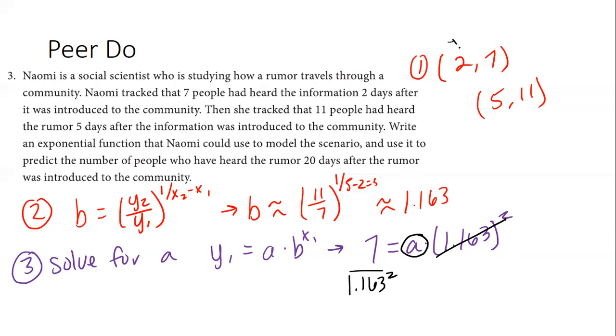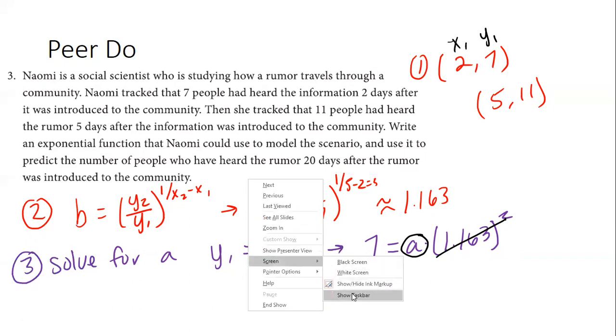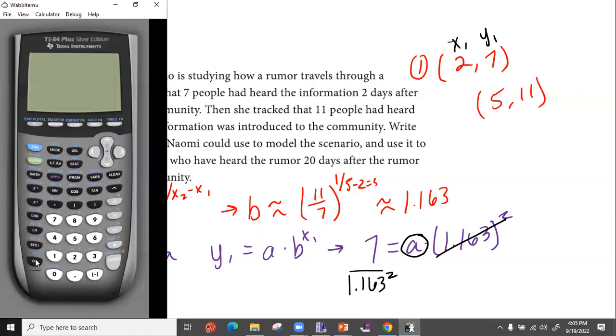It's our x1, y1, right? All right, so in the calculator, we put in 7 divided by 1.163 squared, and we get 5. Okay. So can you have 1/7 of a human? No. So we're going to leave that, but it's our rate.